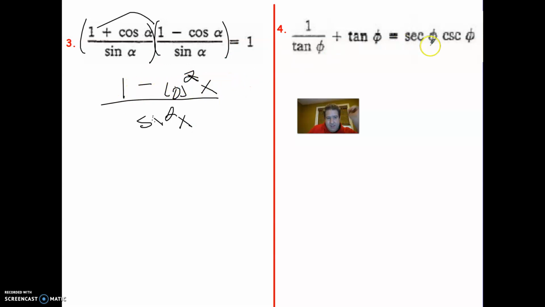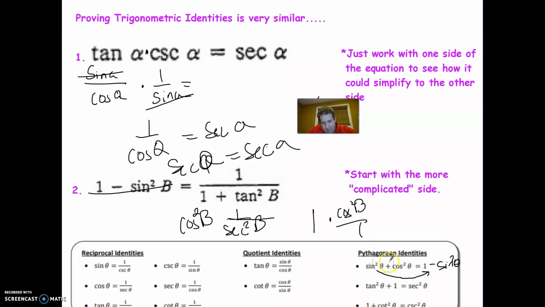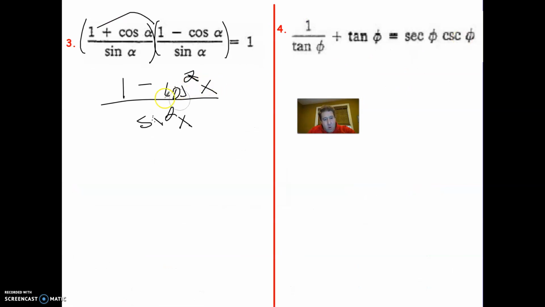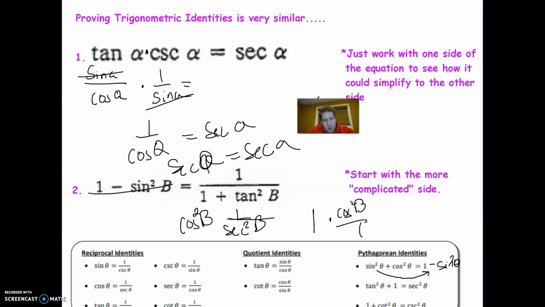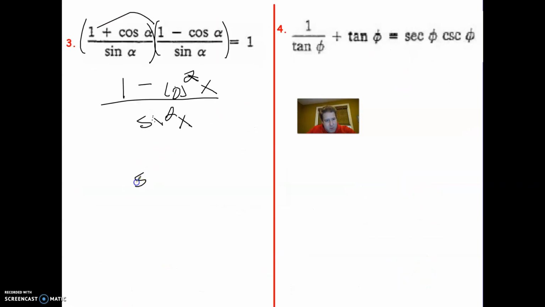So 1 minus cosine squared of x, if we use our Pythagorean identity, 1 minus sine squared of x is cosine squared of x, or the other way around. So 1 minus cosine squared of x is sine squared of x. So this becomes sine squared of x over sine squared of x. Anything over itself is going to be equal to 1.